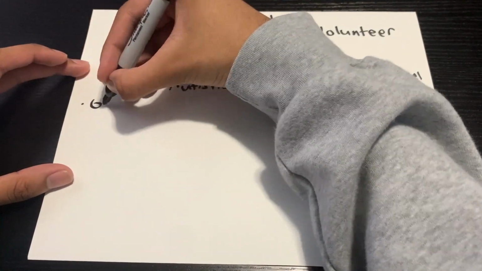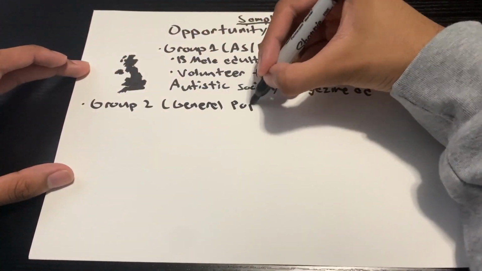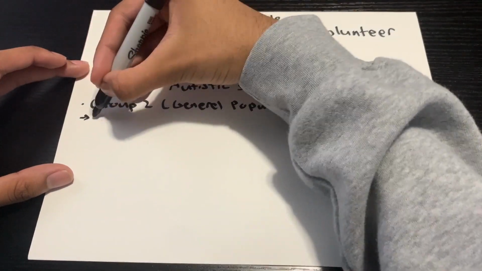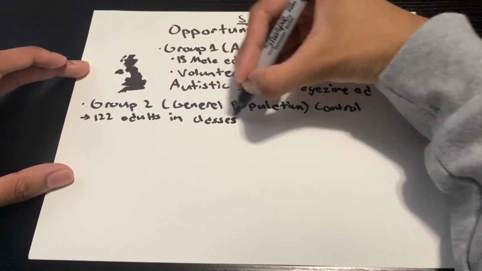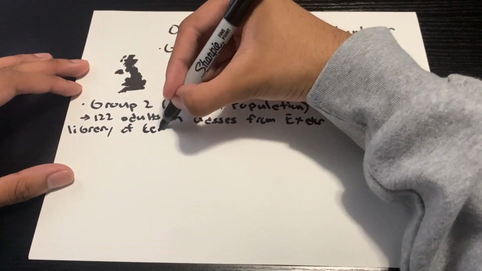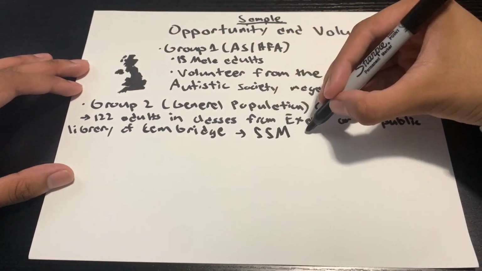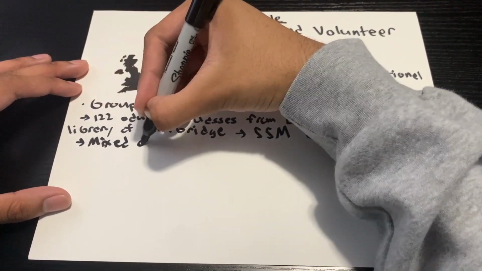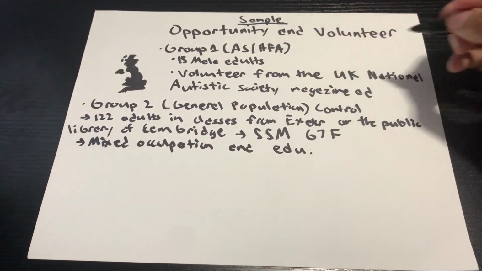Group 2 was considered a control from the general population. It had 122 adults in educational classes from Exeter or from the Public Library of Cambridge. There were 55 males and 67 females in this group. They all had mixed occupation and level of education.